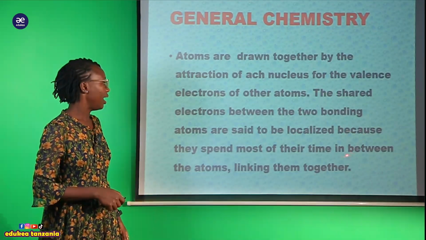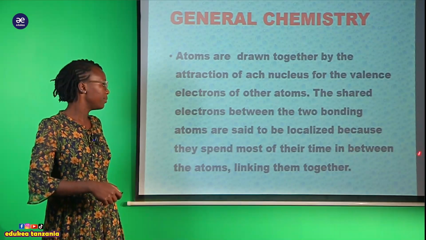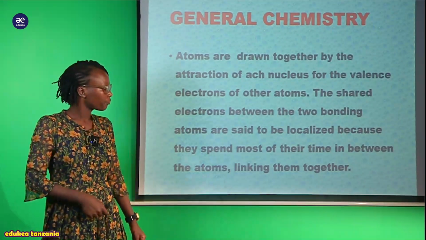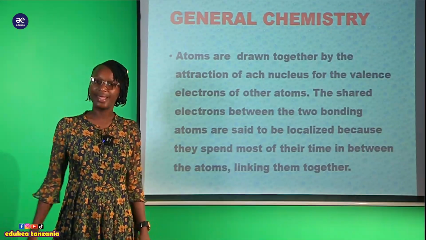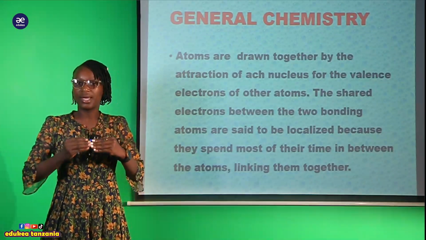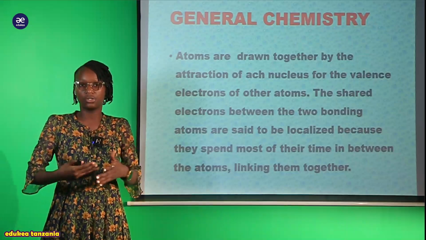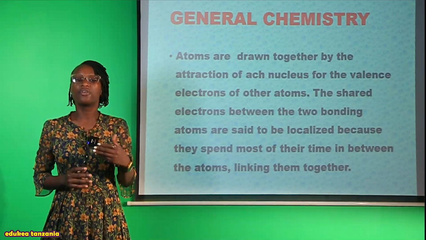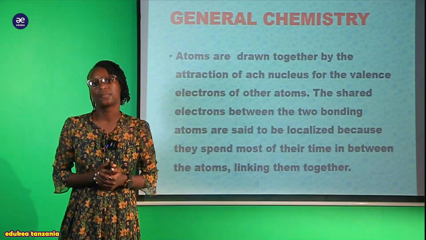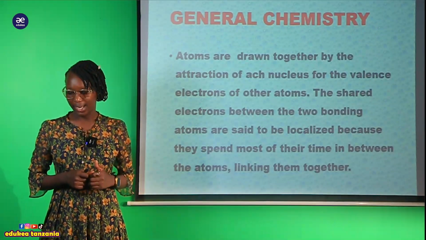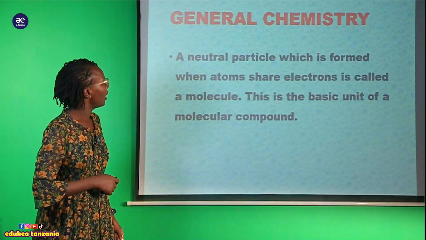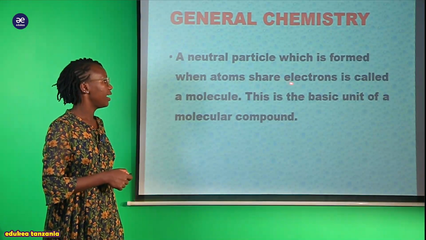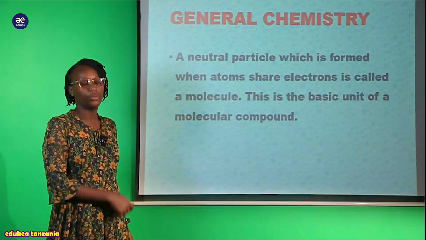That's why anasema kwamba because they spend most of their time in between the atoms, katika zile bonding, zile atom mbili, linking them together. Sasa kama zimekuwa linked together, therefore you can see that electrons ambazo zime facilitate ile bonding to take place, therefore obviously it will be localized. So a neutral particle which is formed when atoms share electrons is called a molecule.